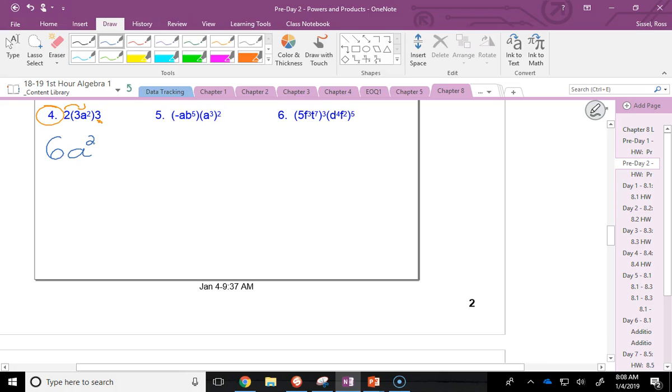And I don't know why this 3, I really think that was supposed to be a power. I swear, I think this was supposed to be up here. And if that was a power, then we would say 6 to the 3rd power, a to the 6th power.